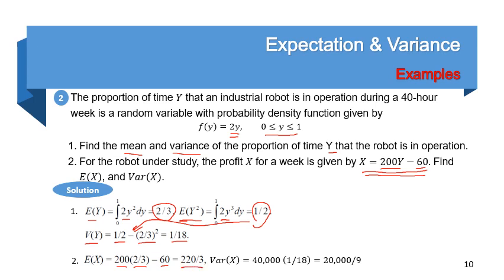If you need the variance for x, remember the 200 will come out squared, multiplied by the variance you obtained just in the step above as 1 over 18. So calculate this, and you get this number as the variance for the x, which is a relation of y. So this is a simple problem like the one we solved before, but somehow it's like an application.